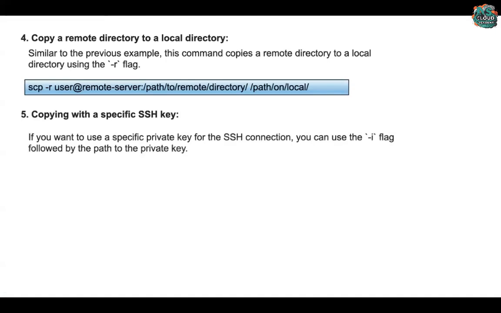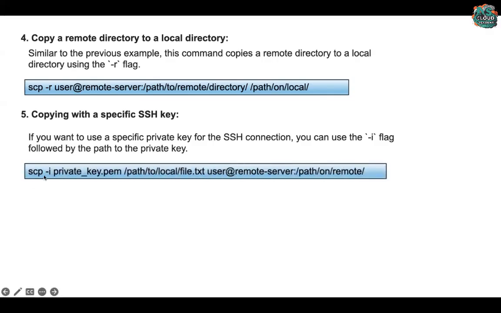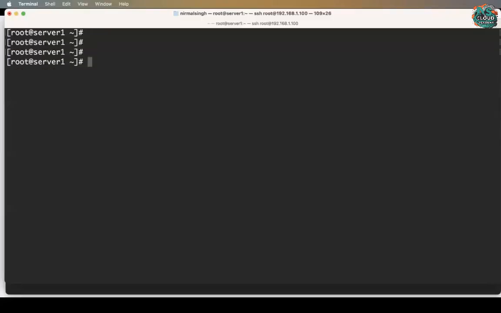So next is the important thing: copy with a specific SSH key. If you want to use a specific private key for an SSH connection, you can use the -i flag followed by the path to the private key, like SCP space -i space private underscore key dot pem. This format can be anything, I have just written it. It doesn't matter, it's PEM, it's your name, whatever. And then the local path. So let's configure it and understand.